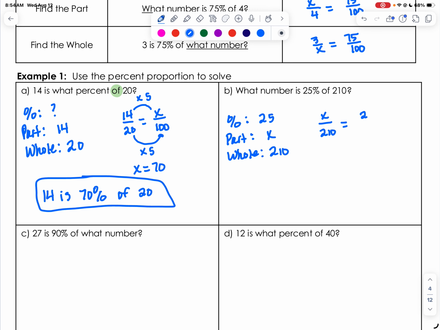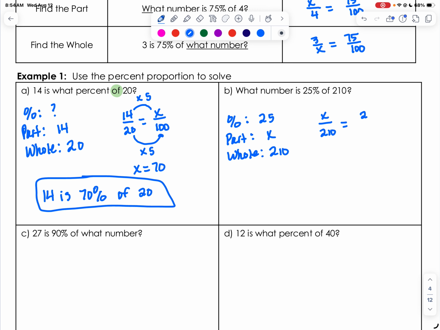So if I simplify 90 over 100 by dividing both the numerator and denominator by 10, I would get 27 over x equals 9 over 10. Now it's easy to see that the scale factor, 9 times 3 would give me 27, and 10 times 3 would give me 30. So 27 is 90% of 30.